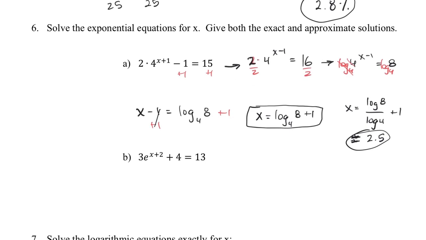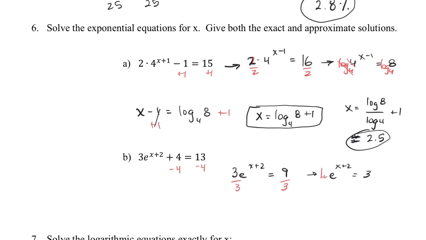Okay, part B. We need to get e to the x plus 2. We need to get this term all by itself so that we can use natural log. So we need to get rid of the plus 4 and then get rid of the 3. So first step is to subtract 4. So that's 3 times base e to x plus 2 equals 9. Now divide by 3. And we get e to the power of x plus 2 is equal to 3.